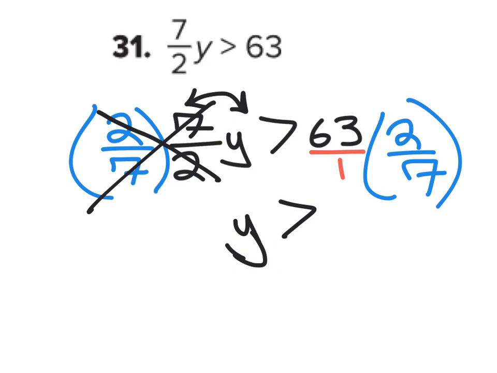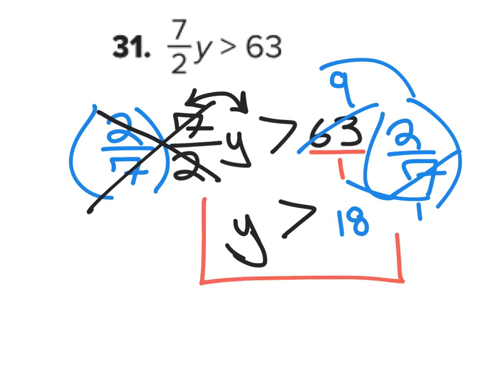And I know that I can divide 63 and 7 by 7. 63 divided by 7 is 9. 7 divided by 7 is 1. So 9 times 2 is 18. 1 times 1 is 1. And I don't write this as 18 over 1. I just write it as 18. So my answer is y is greater than 18. So I would have an open circle on my 18. Think of this as an arrow. And I'll shade to the right.